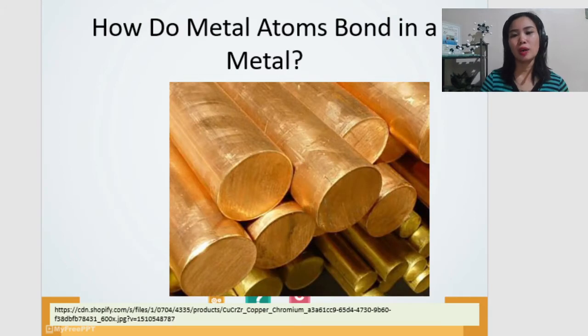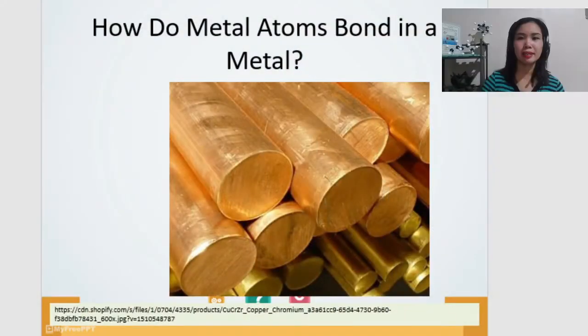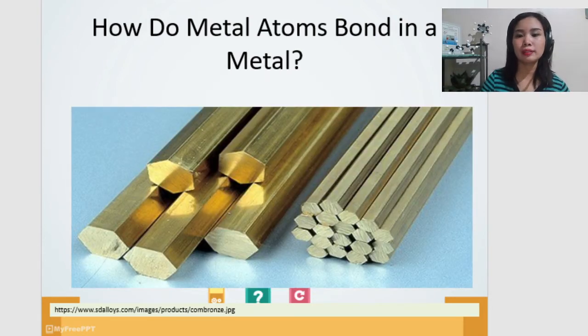How about this one? Okay, ready? In 5 seconds, go. Okay, so time is up. So actually, this is a composition between copper and zinc. It is a brass, B-R-A-S-S. Very good.